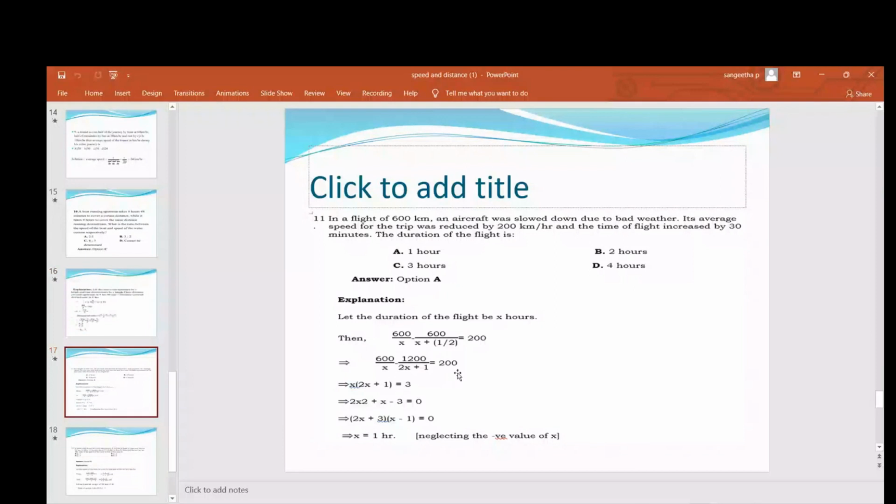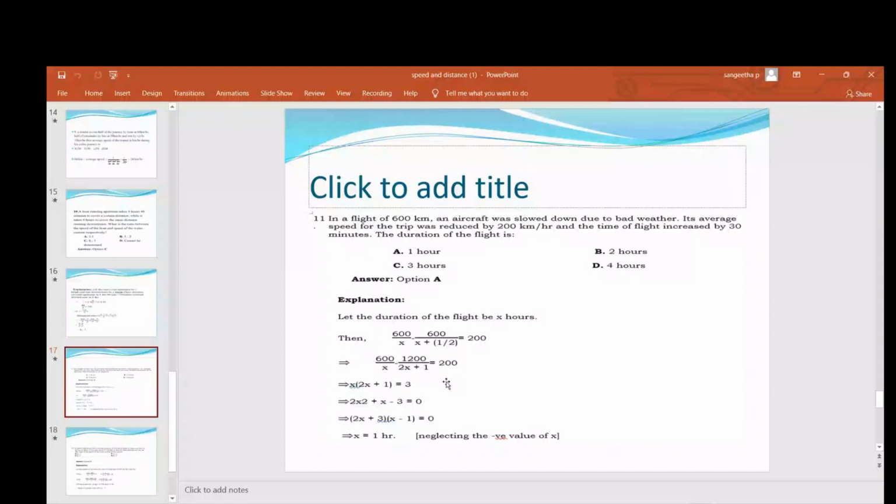So factorize the above equation. What is the equation, ma? Second order equation: 2x square plus x minus 3 is equivalent to 0. So factorizing this equation, I got two solutions: 2x plus 3 into x minus 1. So 2x plus 3 means what is the x value? 2x is equivalent to minus 3, then x is equivalent to minus 3 by 2.